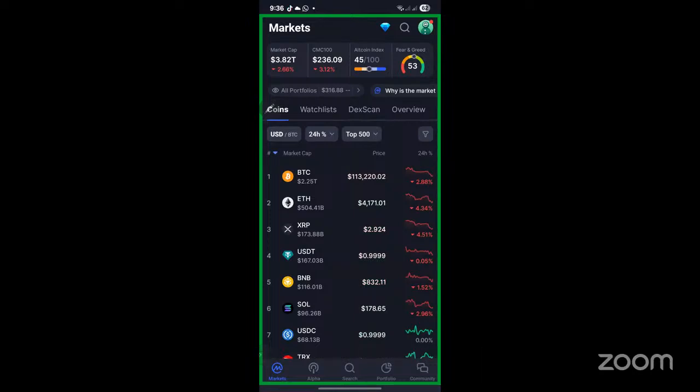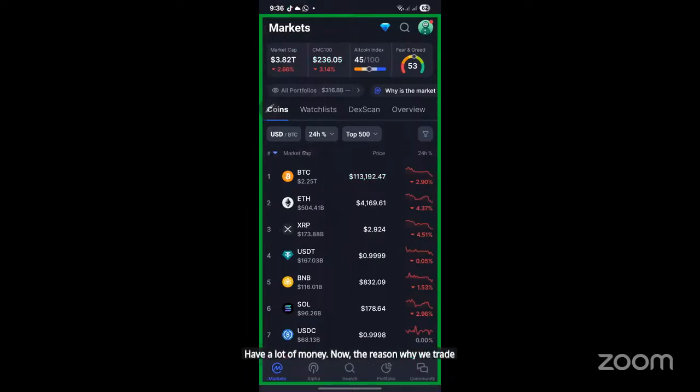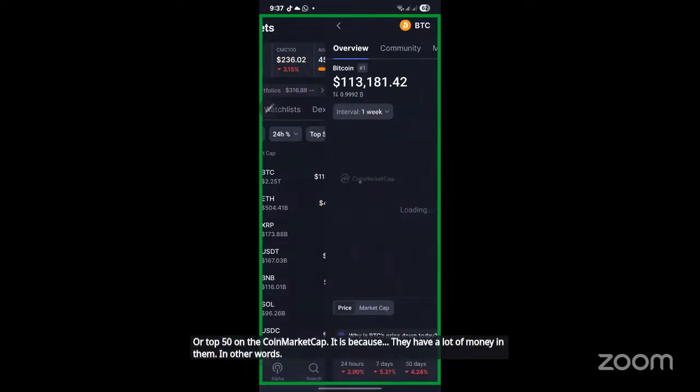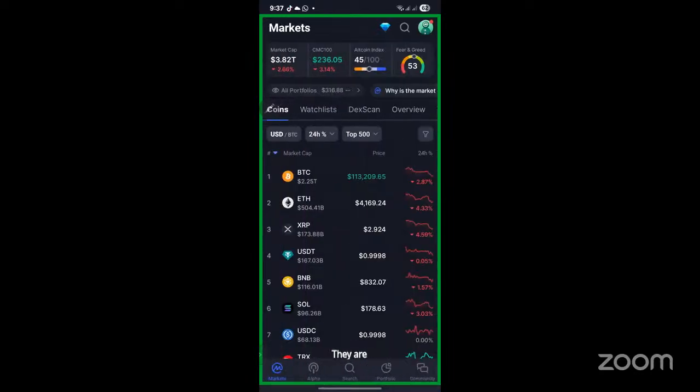Like BTC. Most of the time it is very expensive and very few people trade it. A lot of people trade it, but these people have a lot of money. You understand? They have a lot of money. Now, the reason why we trade coins in the top 100 or top 50 on CoinMarketCap is because they have a lot of money in them. In other words, they have fewer manipulations, okay? They are less manipulated. Yes, they can be manipulated, but to a lower extent.